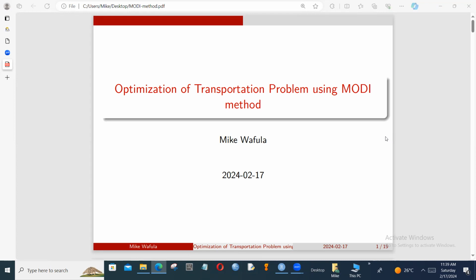So once again, welcome to today's lecture. Today we are looking at optimization of transportation problem using a technique called modified distribution method.